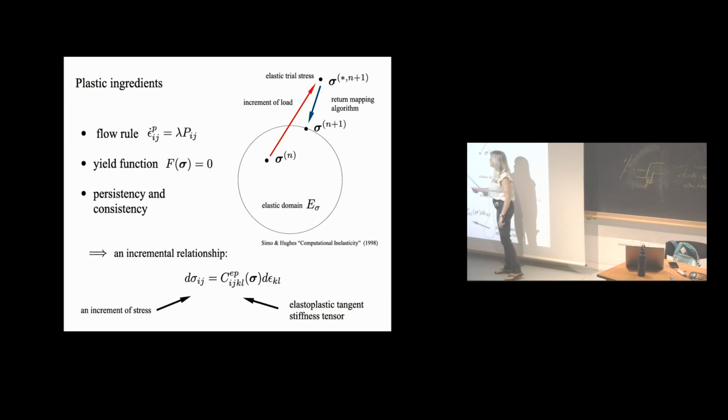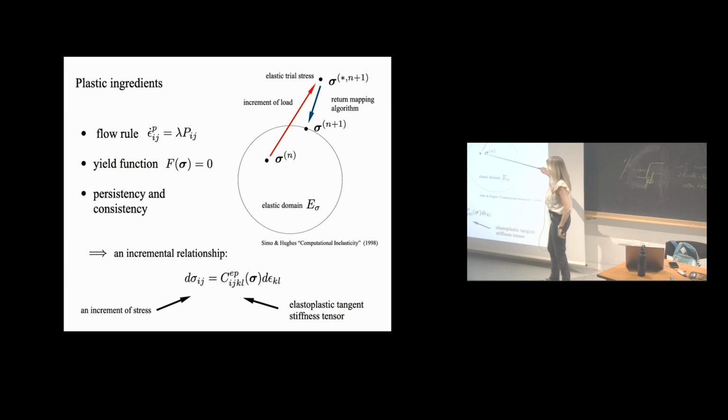The plastic ingredients here: you have to have a plastic flow rule that says how your plastic strain evolves in time. There's a dot up there, and it's related to the equivalent plastic strain rate, lambda, and a second-order tensor that involves things like dilatancy. Then you have a yield function f that says you have to be either on or inside the yield surface. There are also persistency and consistency conditions that state that if you land on the cone itself, you have to persist on there for some amount of time.